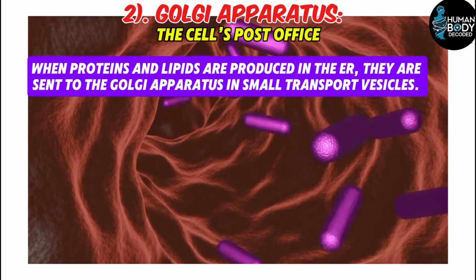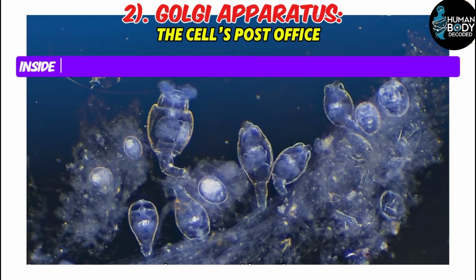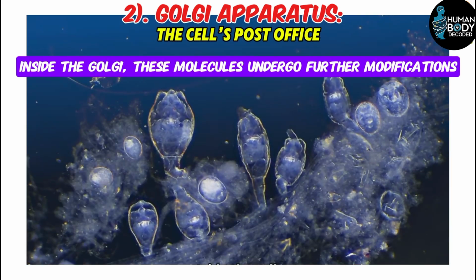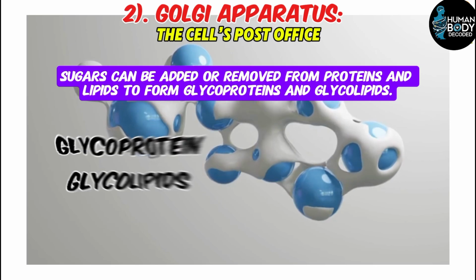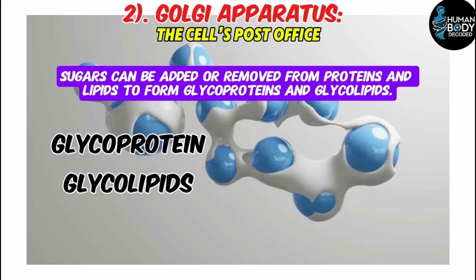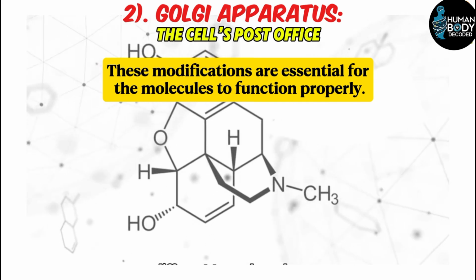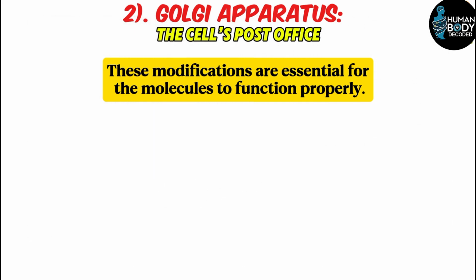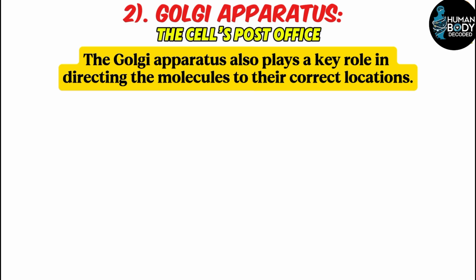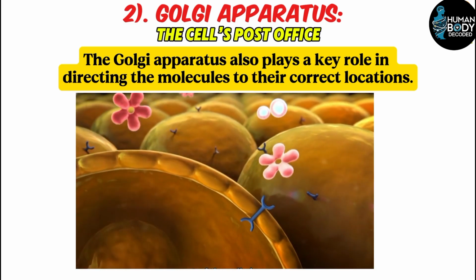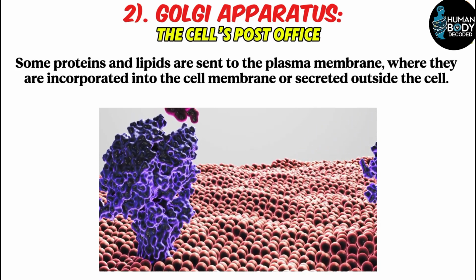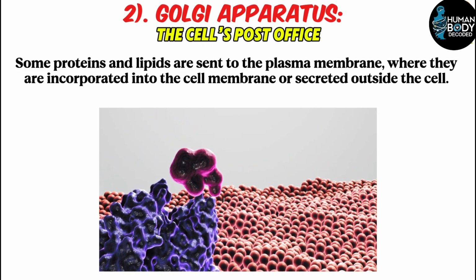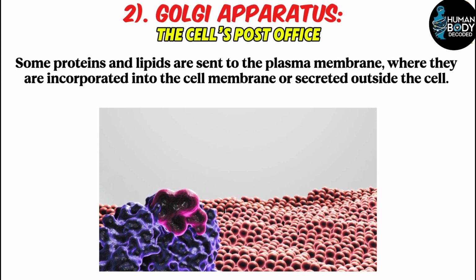When proteins and lipids are produced in the ER, they are sent to the Golgi apparatus in small transport vesicles. Once inside the Golgi, these molecules undergo further modifications. For example, sugars can be added or removed from proteins and lipids to form glycoproteins and glycolipids. These modifications are essential for the molecules to function properly. The Golgi apparatus also plays a key role in directing the molecules to their correct locations. Some proteins and lipids are sent to the plasma membrane, where they are incorporated into the cell membrane or secreted outside the cell.